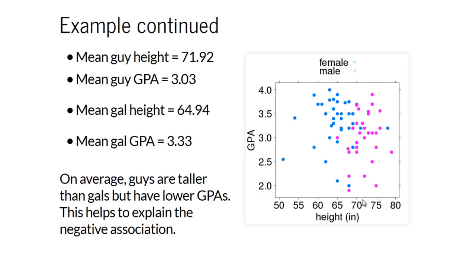The average height for the guys is higher than the average height for the girls. On the other hand, the average GPA for the guys is lower than the average GPA for the girls. The girls are clustered here on the left. They have a lower average height and a higher average GPA. The guys are clustered here on the right, with a higher average height and a lower average GPA. This is what's giving us an overall negative association between height and GPA.